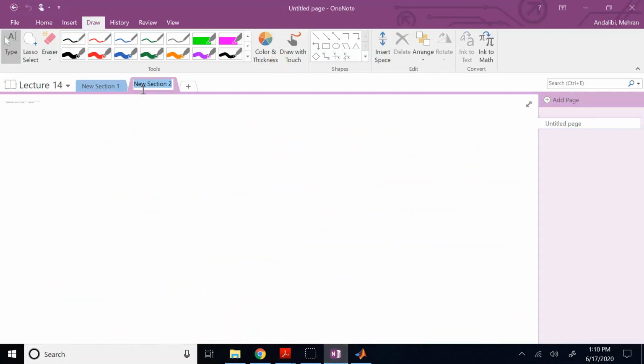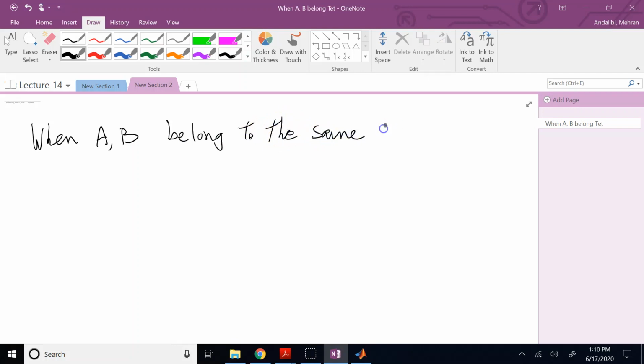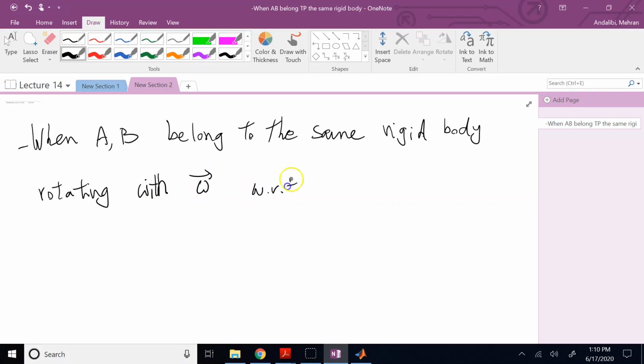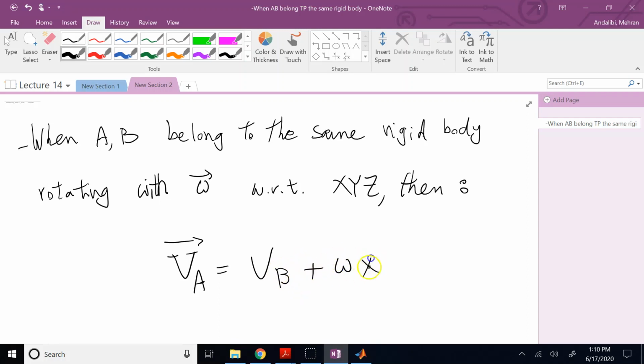Okay, so that is our big formula: when A and B belong to the same rigid body rotating with omega with respect to, let's say, XYZ, then V of point A is equal to V of point B plus omega cross R of A with respect to B. And this is the general velocity formula.